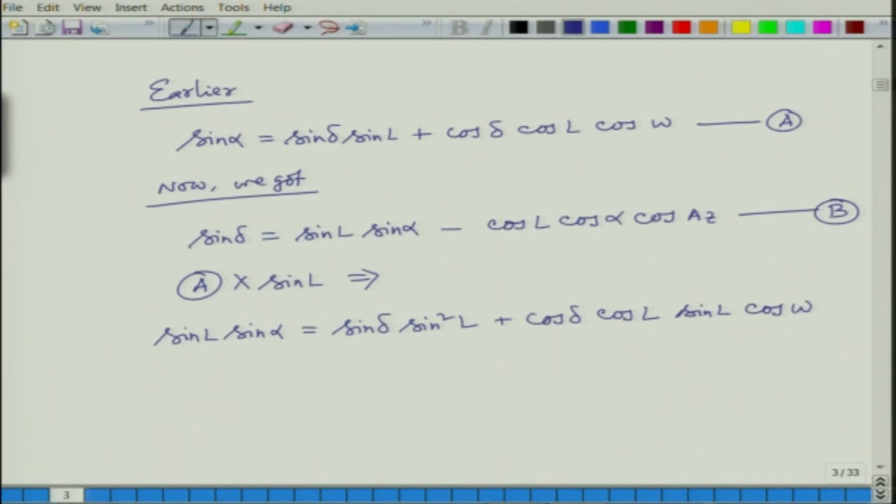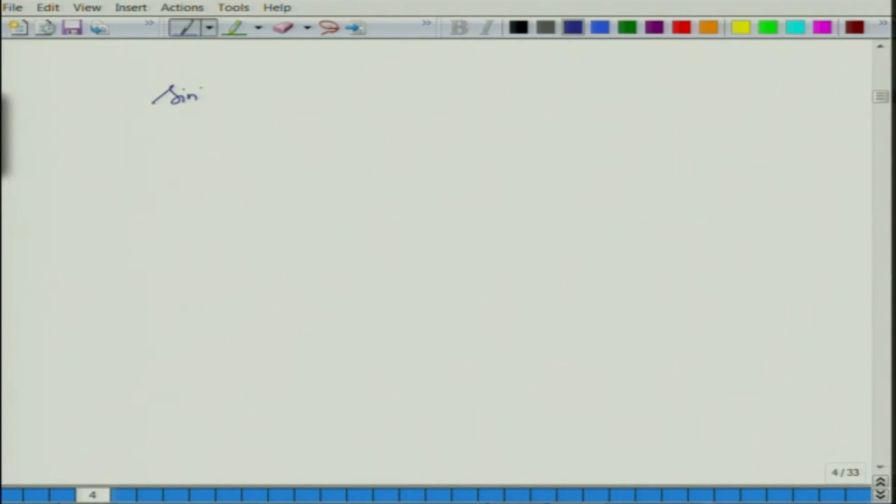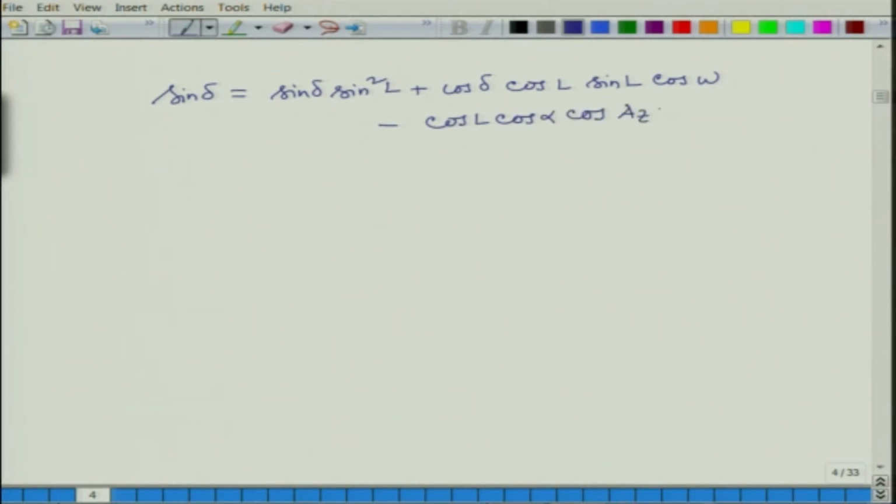Okay. So, now what we can do, we can replace sin L sin alpha in expression B. What we get is sin delta is equal to sin of declination sin squared of latitude plus cos of declination cos of latitude sin of latitude cos of hour angle minus cos of latitude cos of altitude and cos of solar azimuth angle.